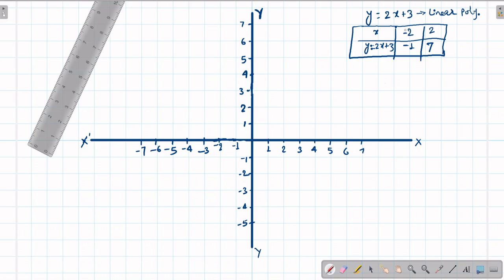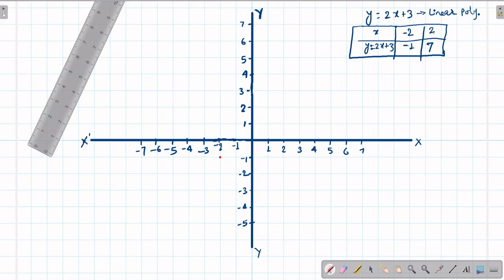Now let's try to plot these points (-2, -1) and (2, 7) on this graph. For x = -2, you have y = -1. So on the x-axis, you need to go -2 units from the origin. Since this is the origin, go -2 units here. Then in the y direction, -1 unit, so you will need to go down. So this will be your (-2, -1) point.